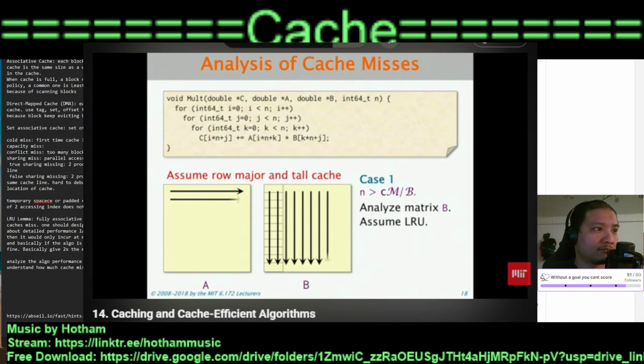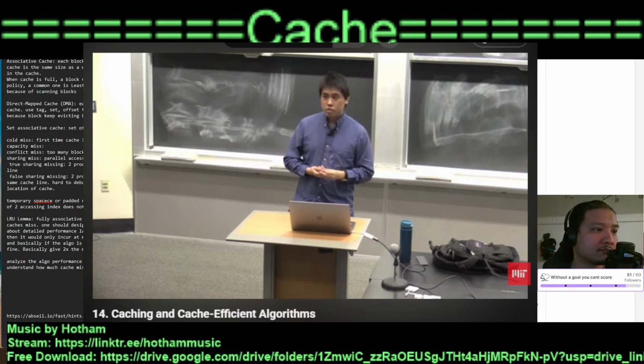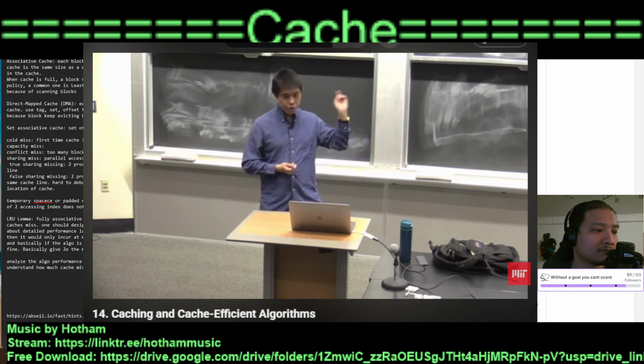And then I have to do this again for the second row of A. So in total, I'm going to need theta of n cubed cache misses. And this is one cache miss per entry that I access in B. And this is not very good because the total work was also theta of n cubed. So I'm not gaining anything from having any locality in this algorithm here. So any questions on this analysis? So this is just case 1.